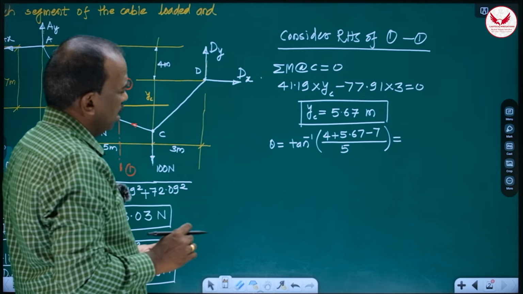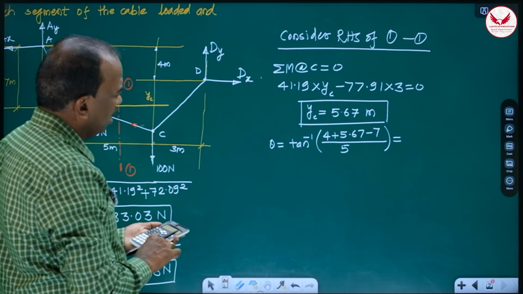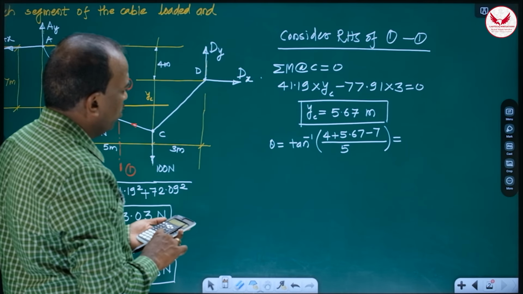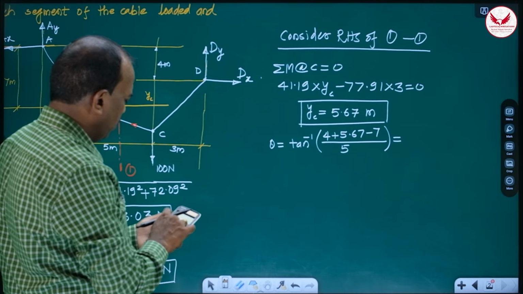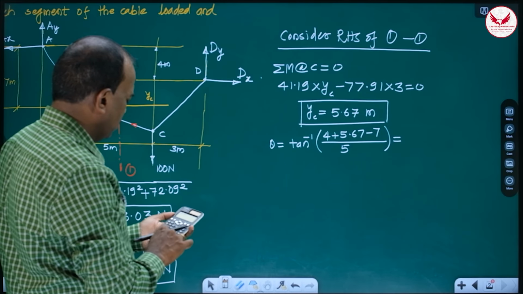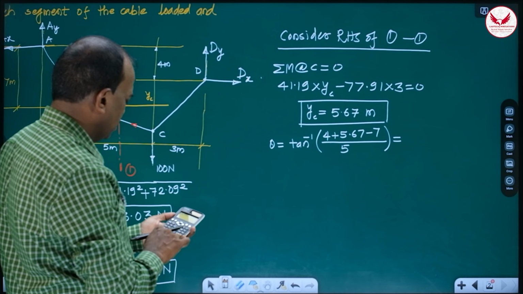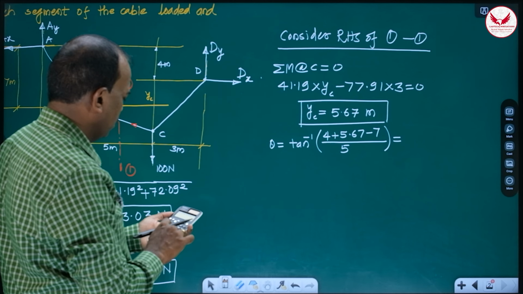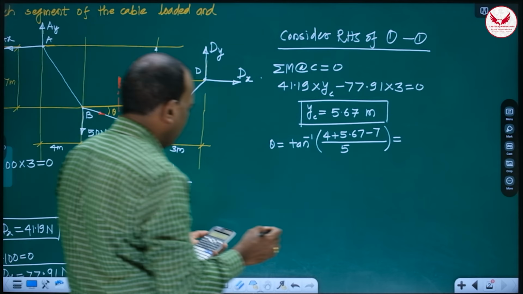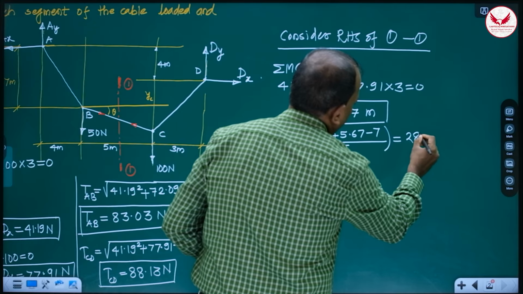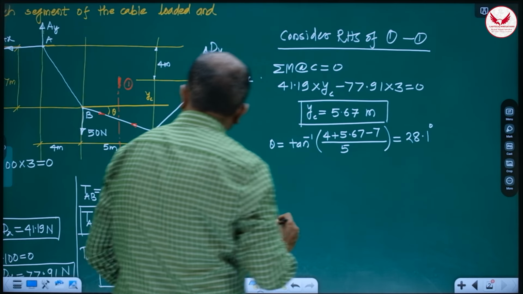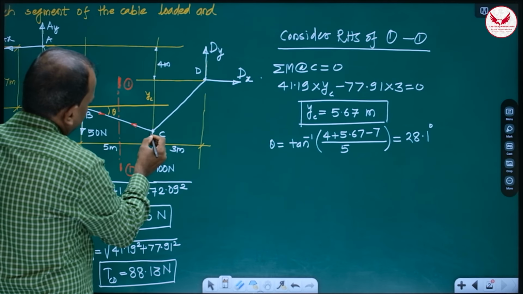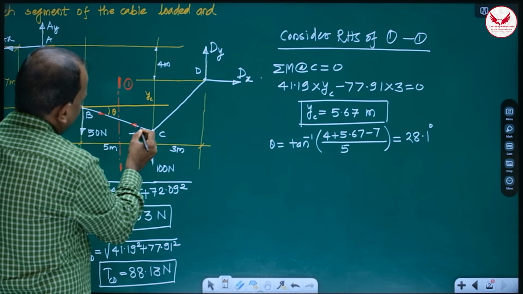And how I'll get that angle? 9.67 minus 7 means this is 2.67 by 5. So it is going to be tan inverse of 2.67 divided by 5. It is going to be the angle 28.1. This is the angle. And if I get the angle, then only what I have to do? So this inclination is same. So whatever this inclination is, theta only.